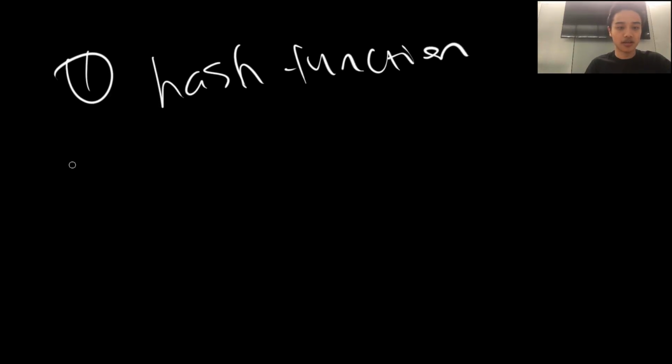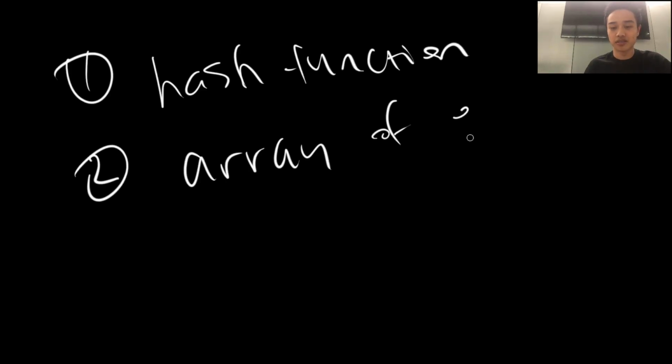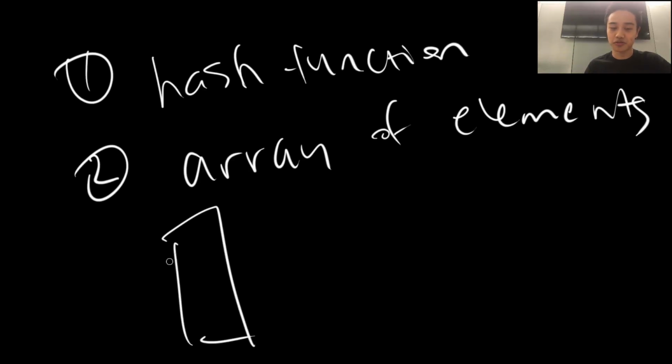We are going to learn about hash tables. And so number one, you have the hash function. And number two, you have an array of elements. And these array of elements are generally an array of nodes, because having a node allows you to have a linked list to each of the nodes.